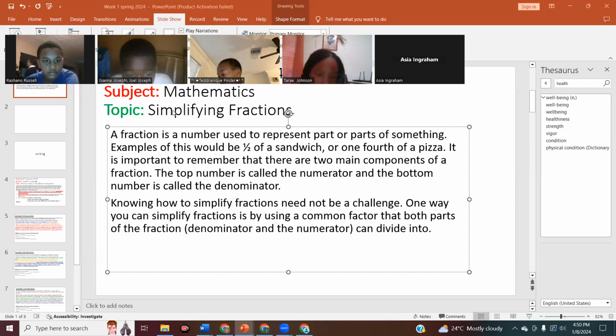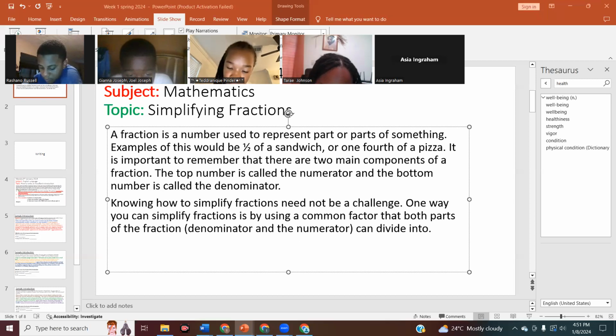Ture, can you read the two paragraphs, please? Yes, sir. A fraction is a number used to represent a part or parts of something. Examples of this would be 1/2 of a sandwich, or 1/4 of a pizza.